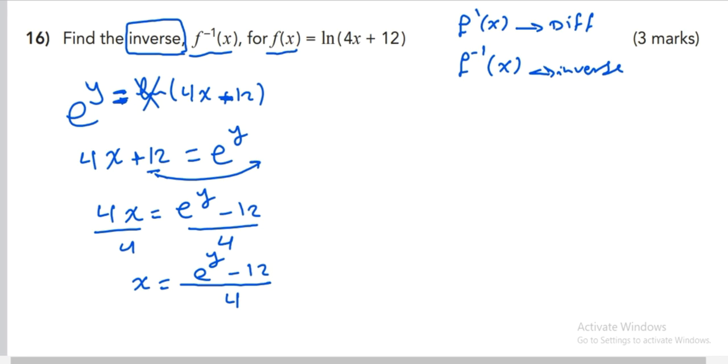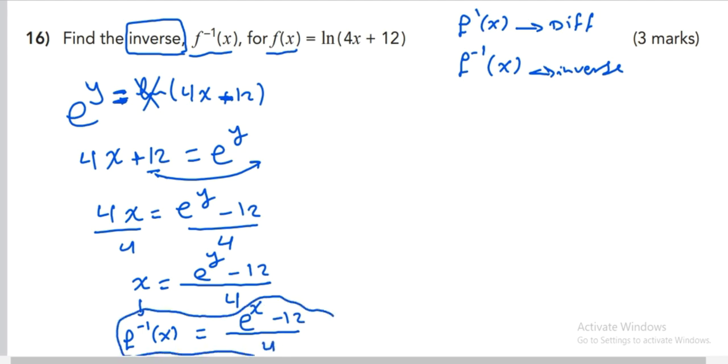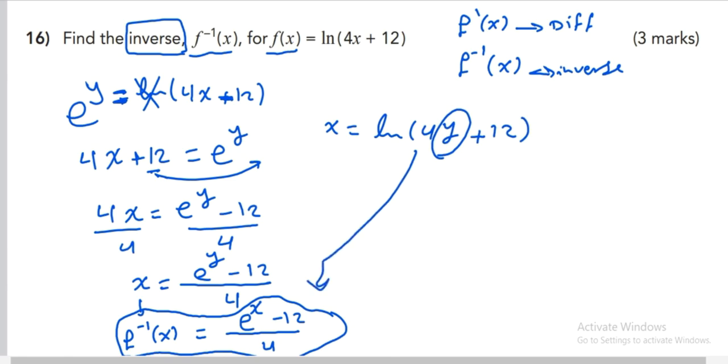And here, on the left hand side, x will be written as f inverse of x, and we'll write the other side the same, but in place of y we'll put x. And this is the final answer. Some students change letters from the first step. In this step, they will write x equals ln 4y plus 12, and they want to make y the subject. It's the same, and you'll get the same answer.